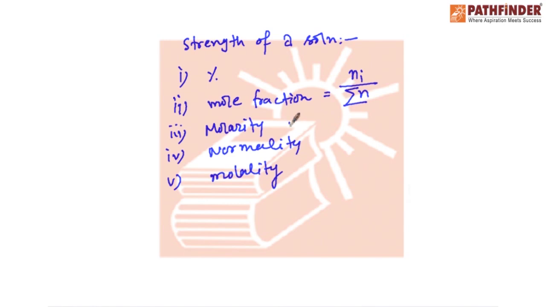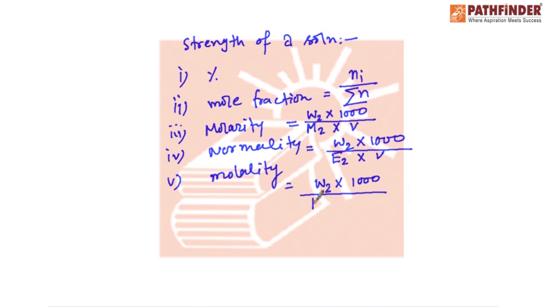Similarly, for molarity, I will get the mass of the solute times 1000 divided by molar mass of that solute times volume of the solution. For normality, it is mass taken of the solute times 1000 divided by equivalent mass of that solute times volume of the solution. For molality, we get mass of the solute taken times 1000 divided by molar mass of that solute times mass of the solvent taken.